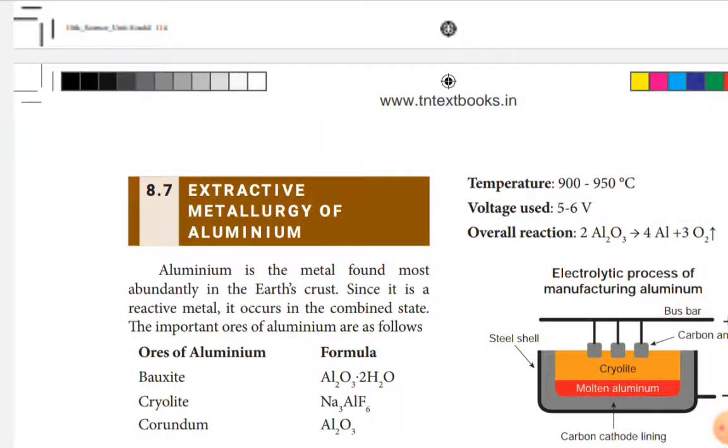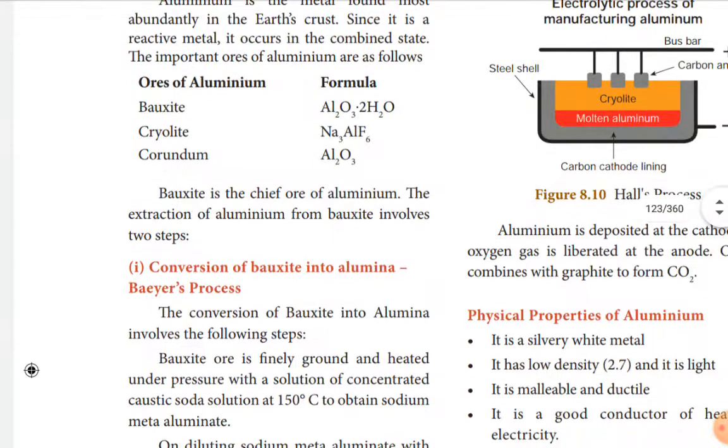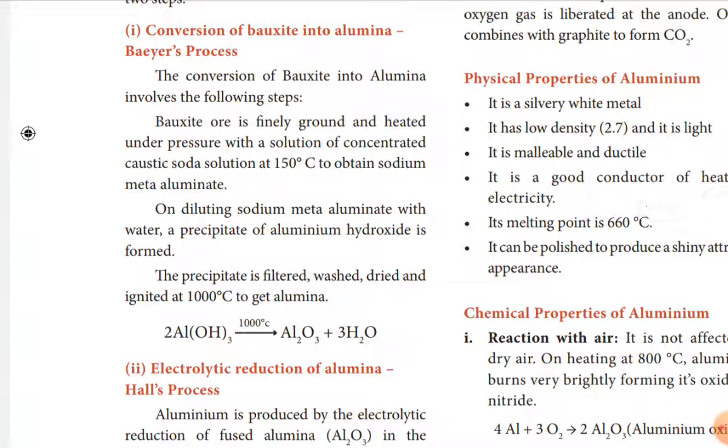Aluminium is most abundantly obtained in the earth crust, and there are three ores. Out of these three, bauxite is the chief ore, formula Al2O3.2H2O. And there are two steps in the extraction of aluminium from the bauxite ore. First step is conversion of bauxite into alumina by Baeyer's process. Then second step, electrolytic reduction of alumina by Hall's process.